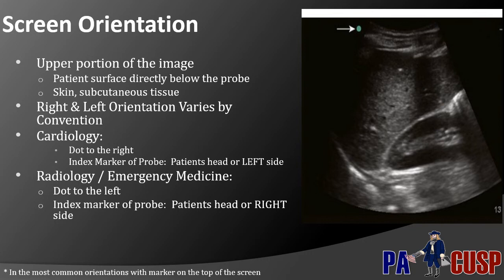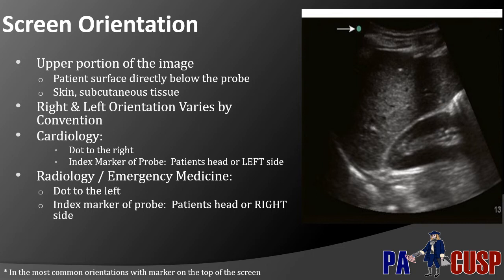So if you are using a cardiac probe and your machine is programmed to do cardiac imaging, this orientation marker is actually going to appear on the right of the screen. You're going to take the index marker on the probe and direct that either towards the patient's head or towards the patient's left. While this does sound a little bit backwards, the way you hold your ultrasound machine is typically going to correlate to the left side of the patient and the right side of the screen. So the dot is still going to match up with the index marker itself.